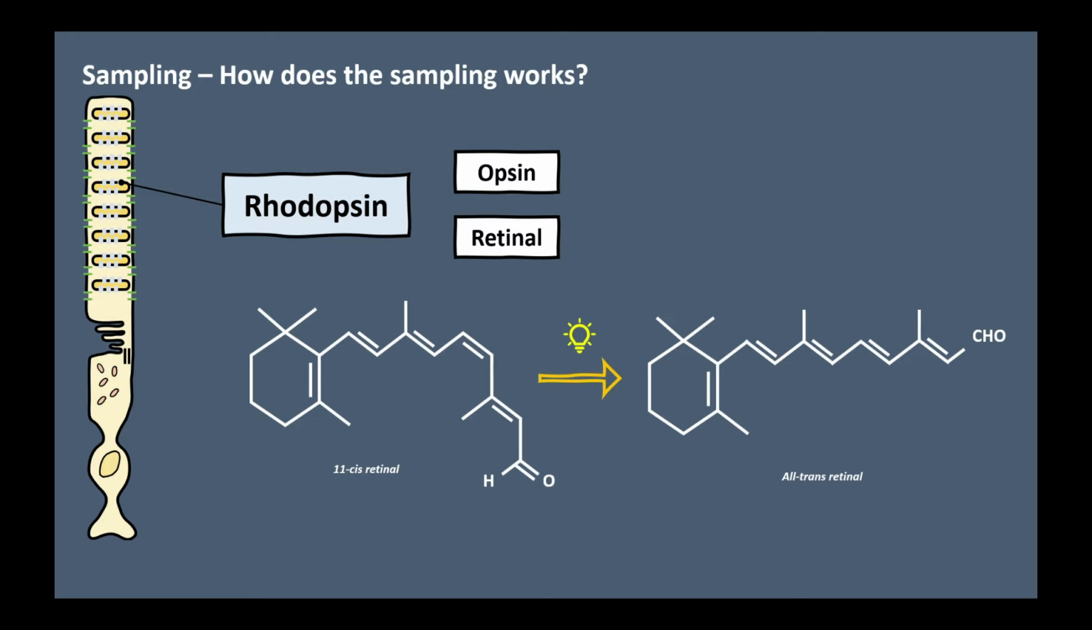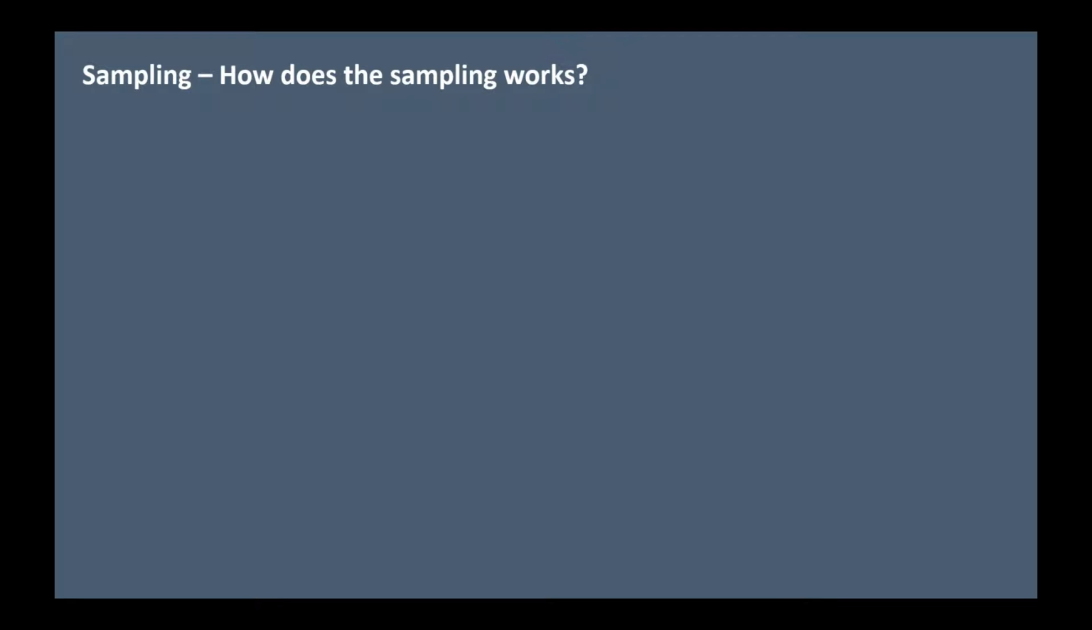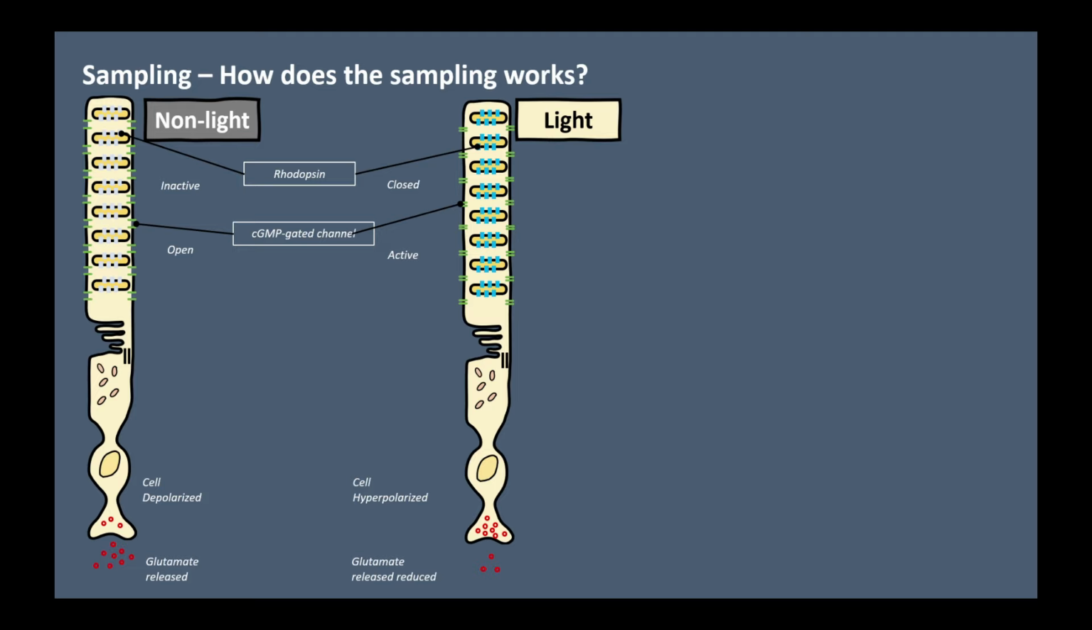The change in the shape of the retinol molecule causes a conformational change in the opsin to an activated state called metarhodopsin 2. This is the first step of phototransduction. Metarhodopsin 2 leads to the closure of cGMP-gated channels in the plasma membrane. This is the second step of phototransduction. This channel closure hyperpolarizes the membrane and reduces the rate of release of the neurotransmitter glutamate.